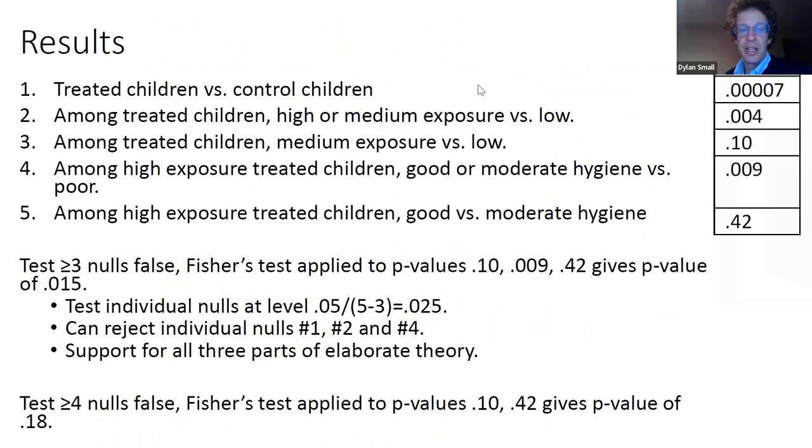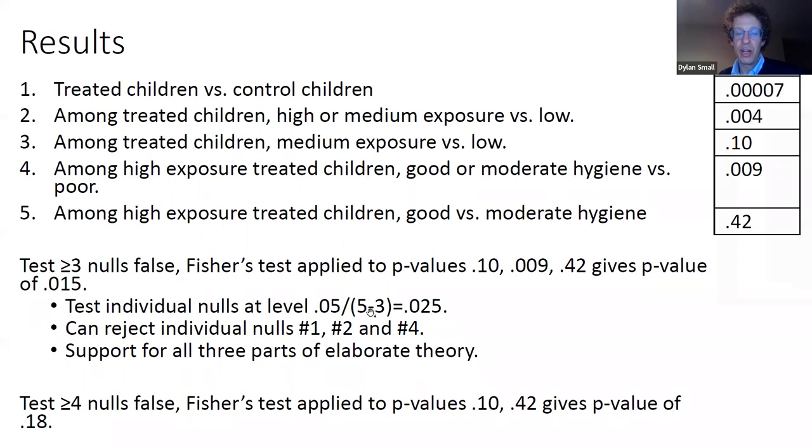So here are the results. So here's the original p-value table. So let's say we want to test that at least three nulls are false. So now N is five here and R is three. So N minus R plus one is three. So we need to test all the individual nulls at 0.05 over three.